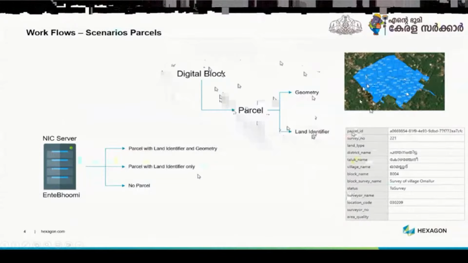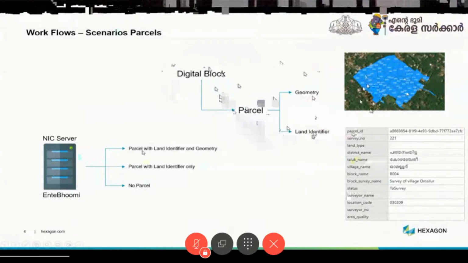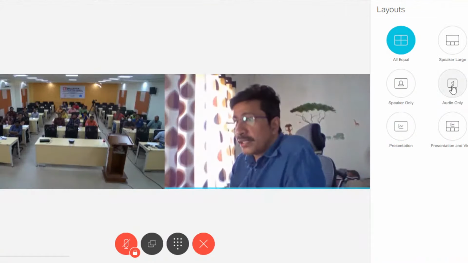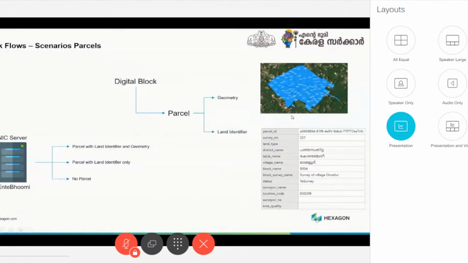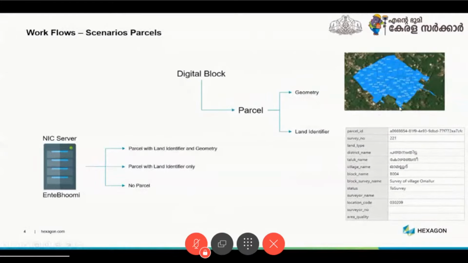But here, there are again 3 more options. That means from Ante Bhumi, I will get a parcel with this land identifier and a geometry. That is one case. The second case is the geometry is not there. And the third case is from Ante Bhumi, I did not get anything. Neither did I get a parcel, nor the land identifier.